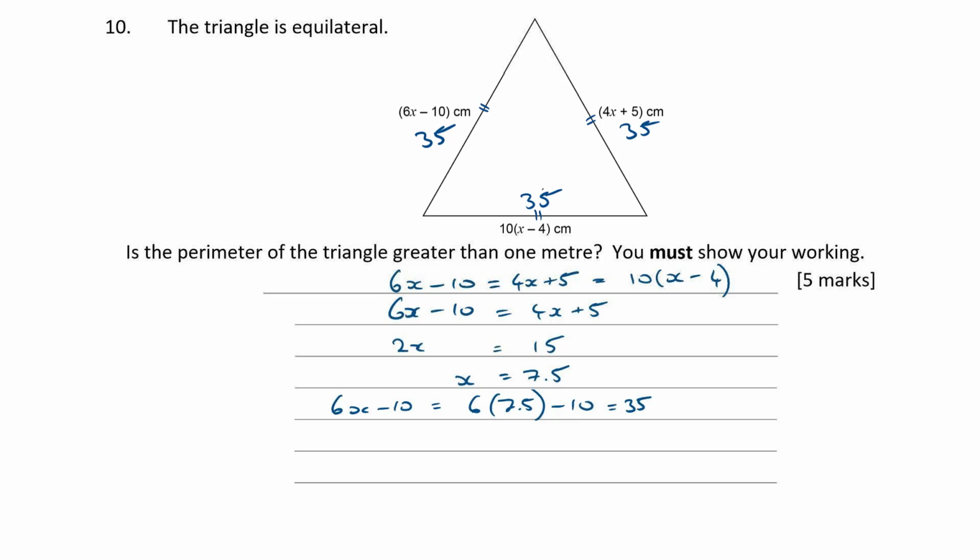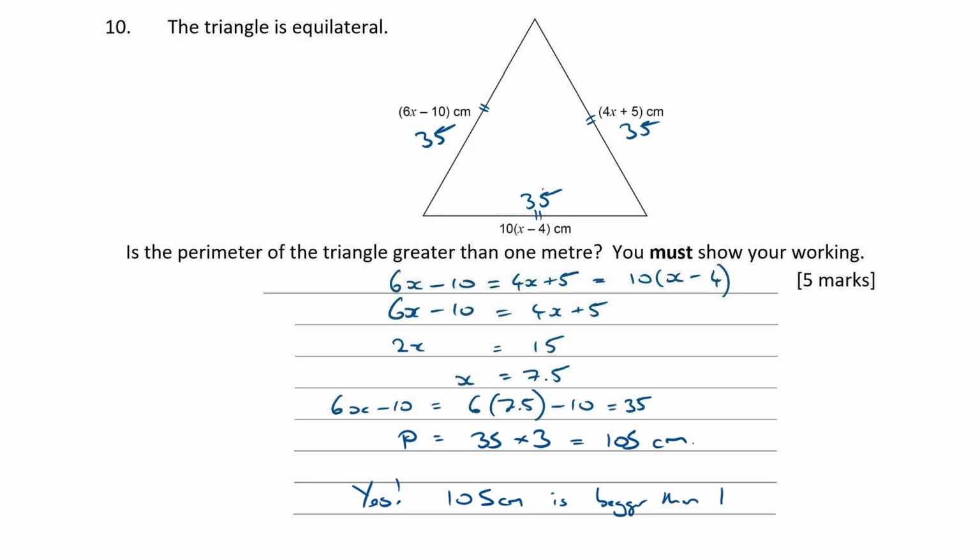Is the perimeter of the triangle greater than 1 meter? Well, it's 105 centimeters, and that is yes. So total perimeter is 35 times 3, which is 105 centimeters. So the answer is yes. 105 centimeters is bigger than 1 meter. It's 1.05 meters, isn't it?